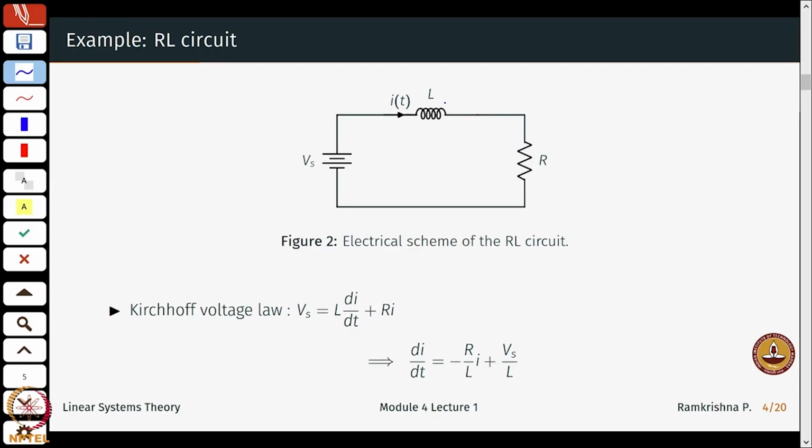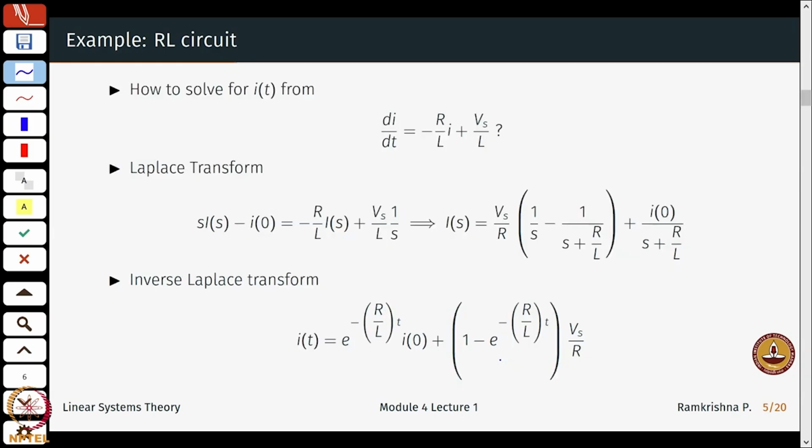Okay, so where do I start? I know that I can write down the differential equation which comes from Kirchhoff's voltage law, and I can write di by dt is minus R by L times i plus Vs over L. Okay, so these things we already know. We also know that well, I can solve.